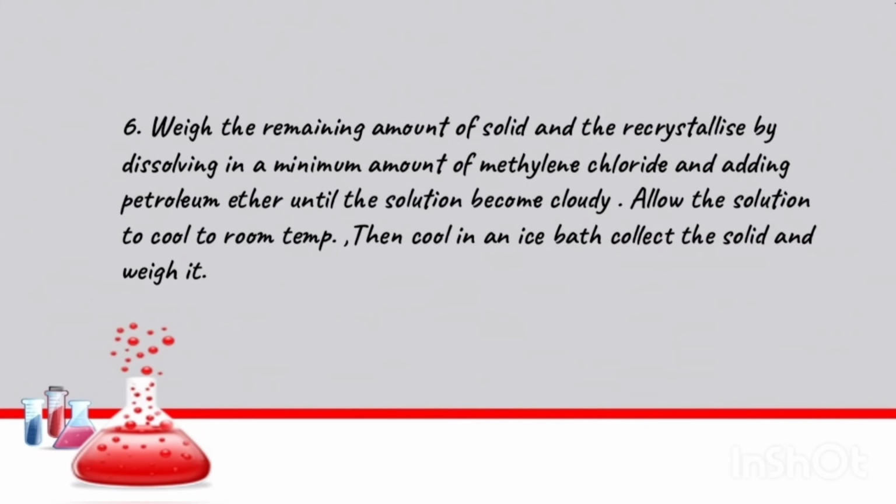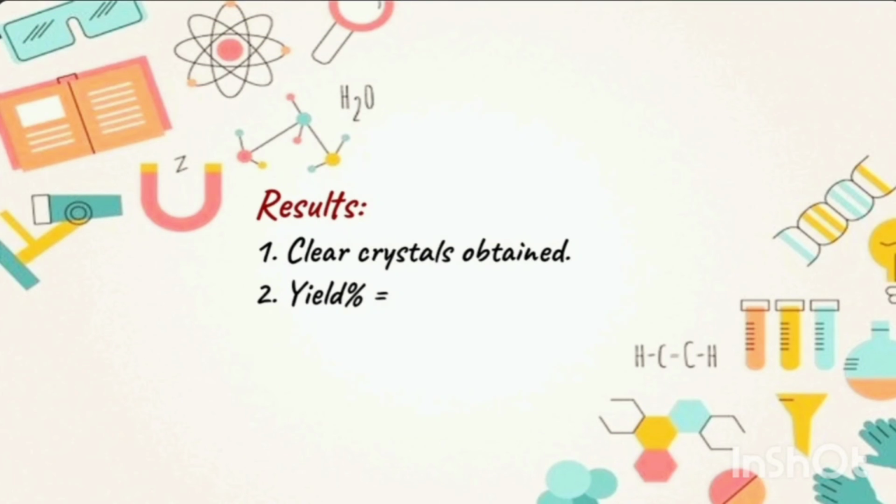At last we will weigh the remaining amount of solid and recrystallize by dissolving in a minimum amount of methylene chloride and adding petroleum ether until the solution becomes cloudy. Allow the solution to cool to room temperature, then cool it in an ice bath, collect the solid and weigh it. Finally we will get the results, in which we will get clear crystals and the yield percentage.